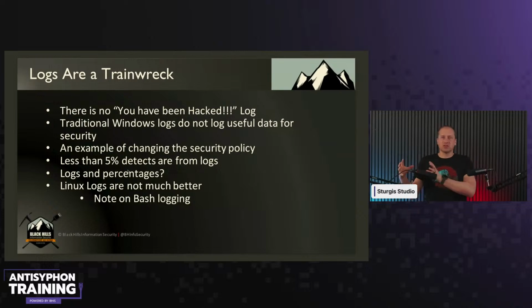If you look at logs and log analysis, many statistics of incidents and organizations that come from Mandiant, Verizon data breach, it's less than 5% of detects come from logs themselves. You'll get a detect with your EDR, you'll get a detect from a firewall, but just pulling off the logs and saying this system's been compromised, 5%. That's scary. And Linux ain't much better.